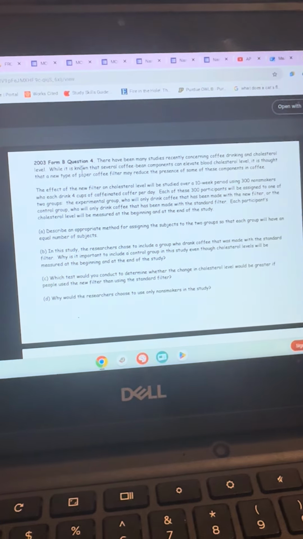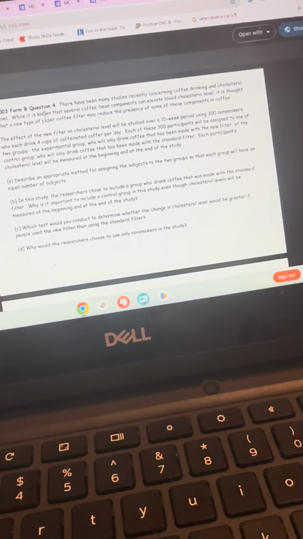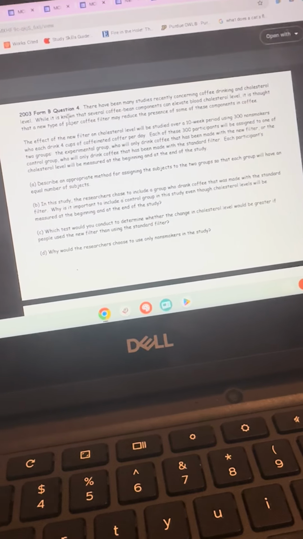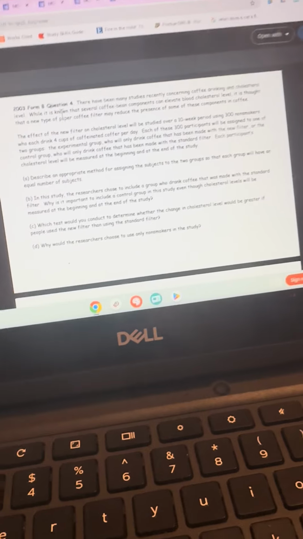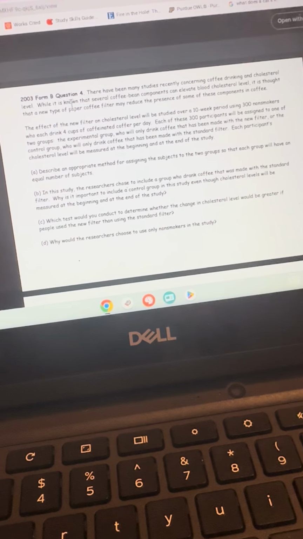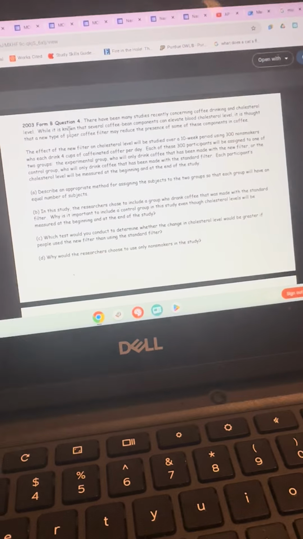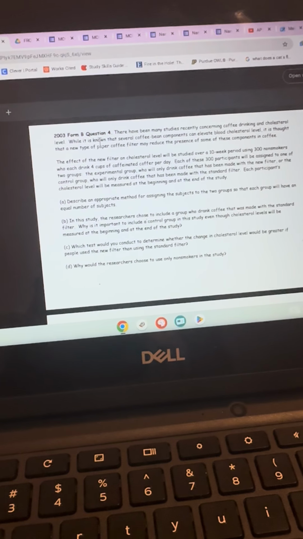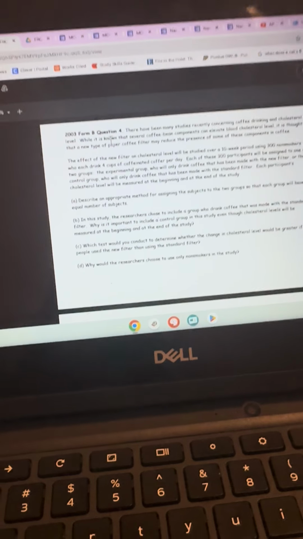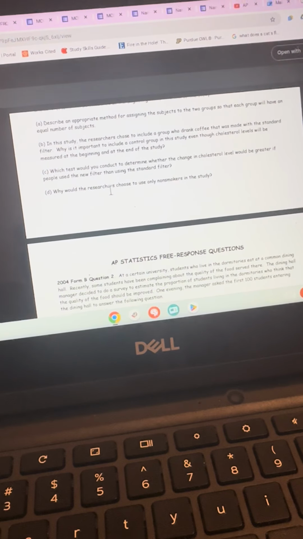And the last question is, why would the researchers choose to only use non-smokers in this study? It's a pretty simple answer. Smoking can affect pretty much everything about your body, including your cholesterol. So by getting rid of that, you're getting rid of any confusion that could arise from having a smoker versus a non-smoker. If they had used some smokers and some non-smokers, it might change the results, and it might make it harder to tell if there's an association between filters and cholesterol, because the smoking will be a confounding variable.